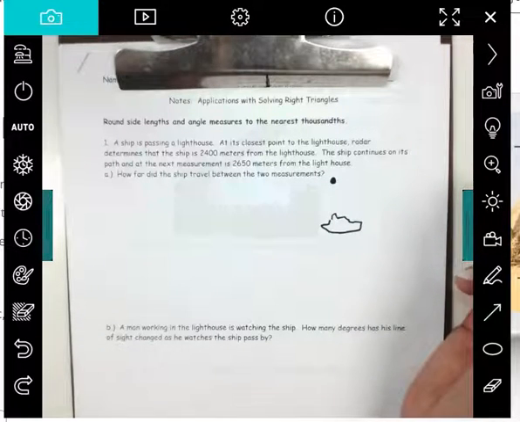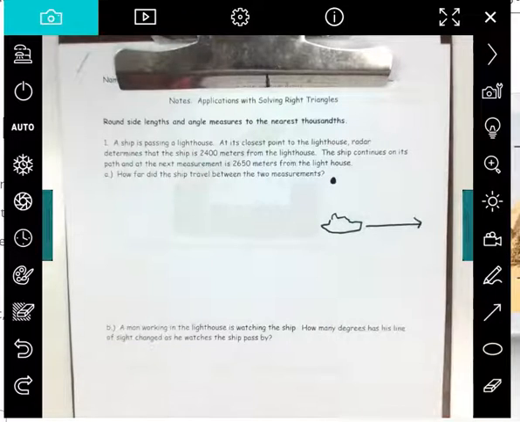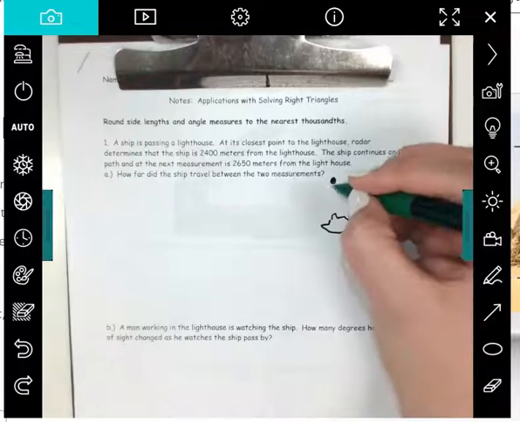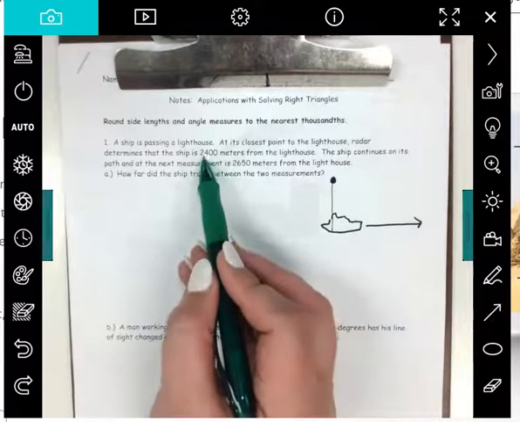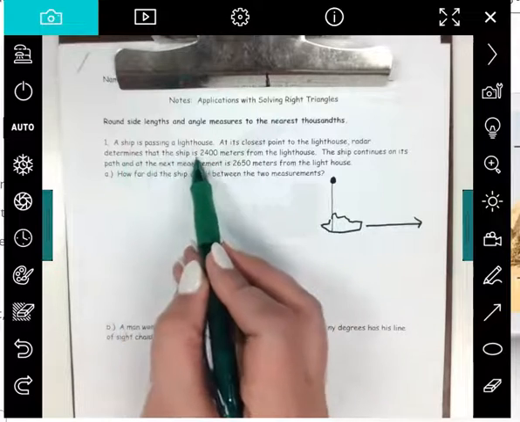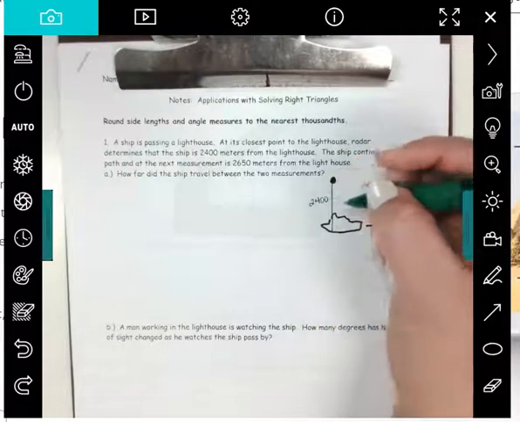Pretend that's the ship. Okay, it's passing the lighthouse. When it's the closest is when it's right in front. So this is the closest the ship can be. How far away was it when it was the closest that it can be? The closest was 2,400. Okay?